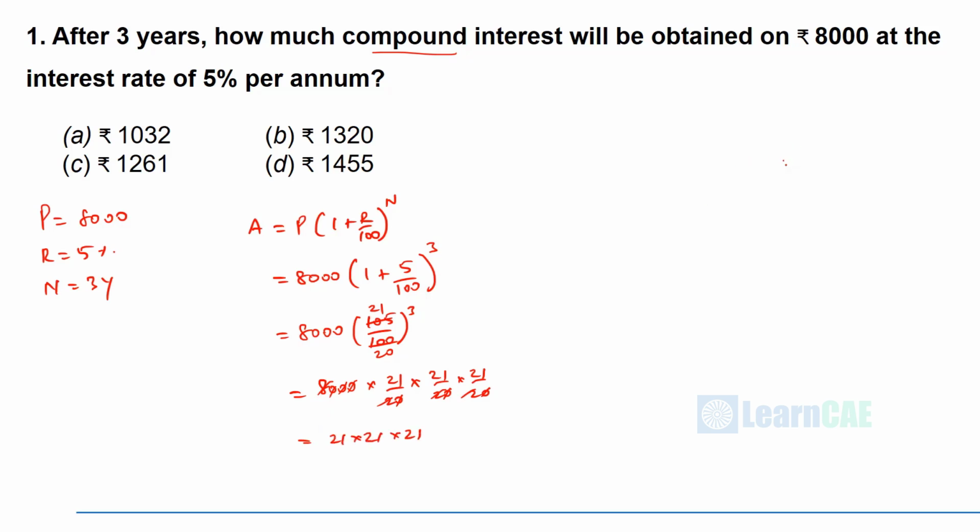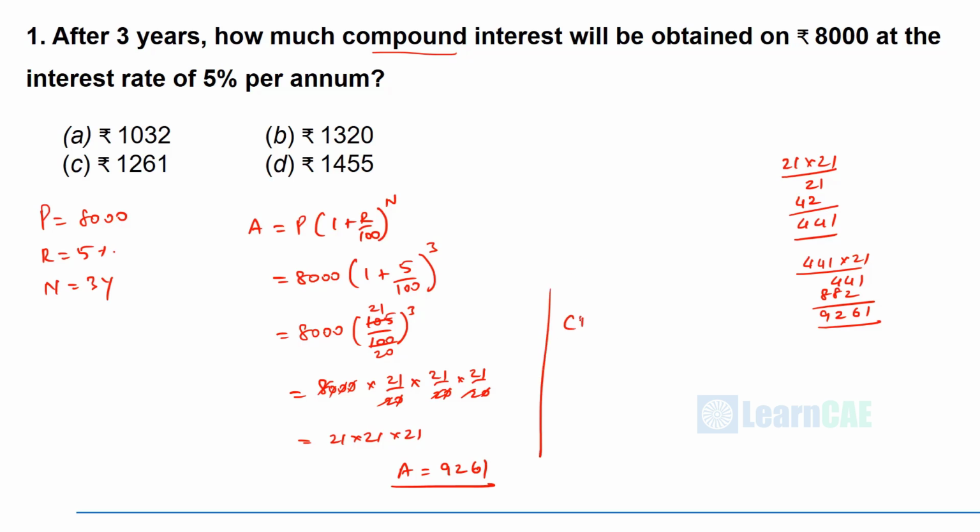Now we shall solve. 21 into 21. So this will be 21 and the other term will be 42. So we shall add it. This is 441. Again we have to multiply by 21. 441 into 21. 441, 882. 1629. So the total amount will be equal to 9261.